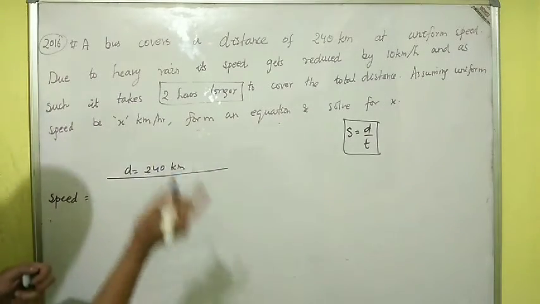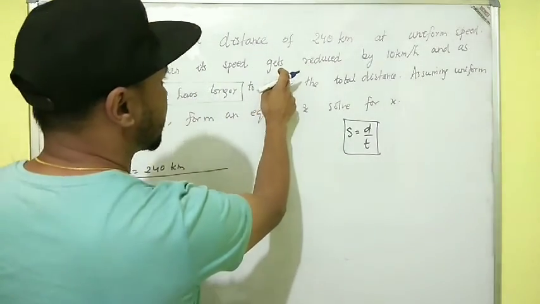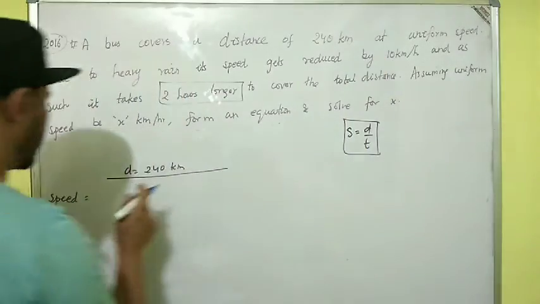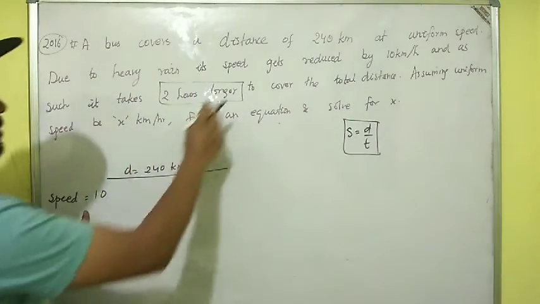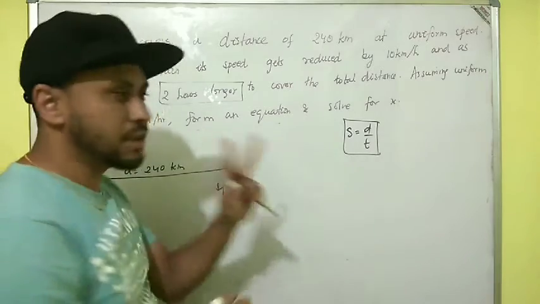Now let us take the speed as, okay, let's go to the question first. Due to heavy rain, its speed decreased by 10 km. So if the speed here is 10, then the speed here will get decreased. So two conditions are there.